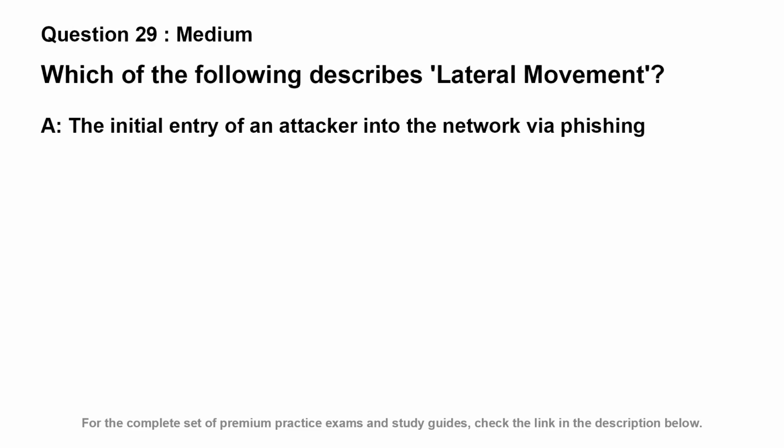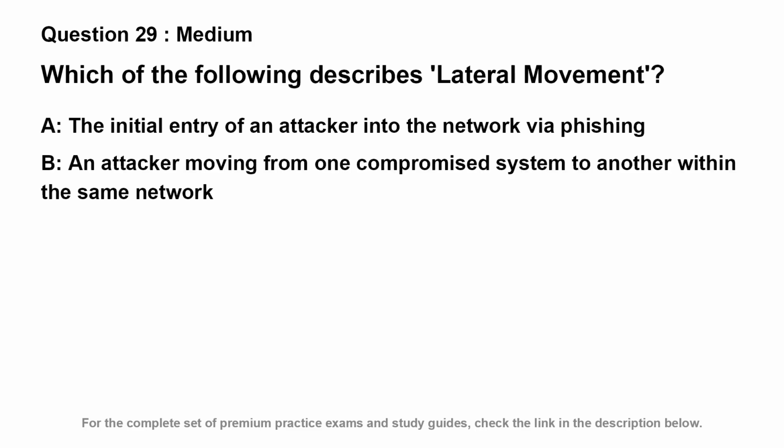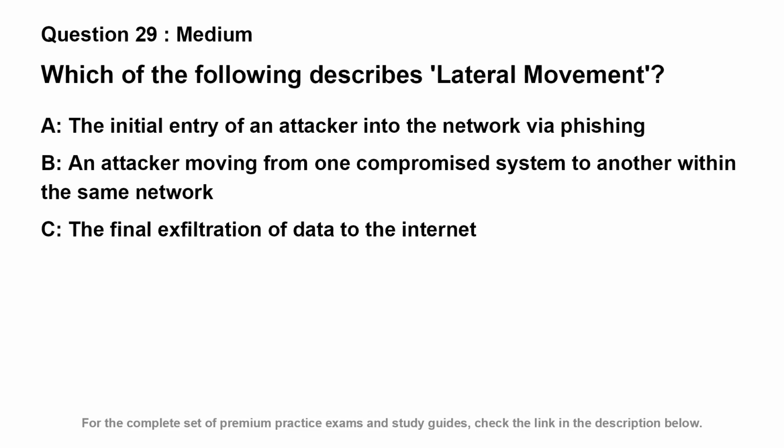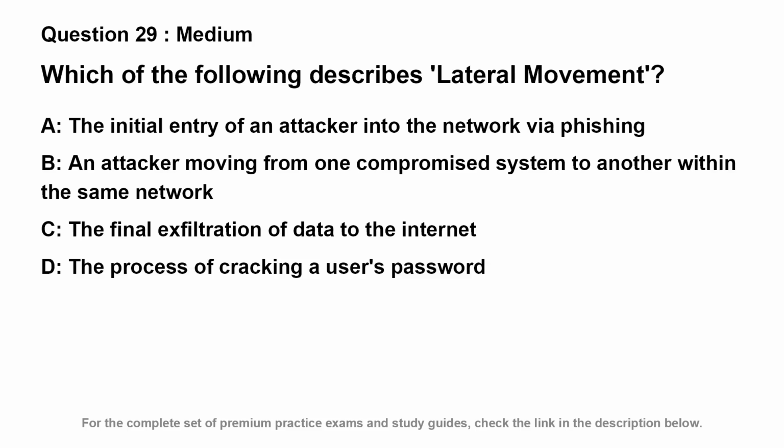Which of the following describes lateral movement? Option A, the initial entry of an attacker into the network via phishing. Option B, an attacker moving from one compromised system to another within the same network. Option C, the final exfiltration of data to the internet. Option D, the process of cracking a user's password.